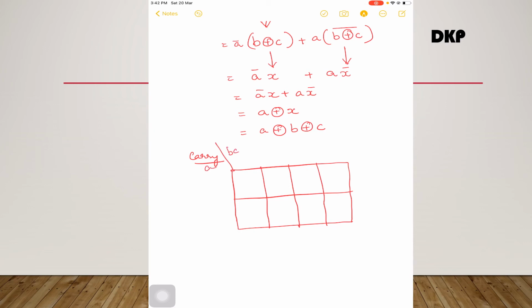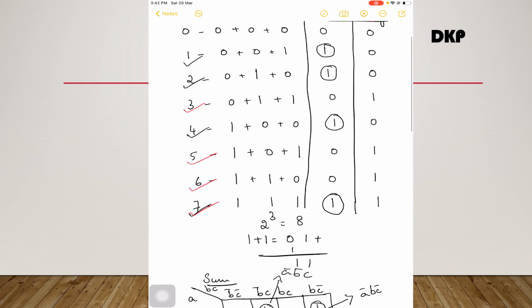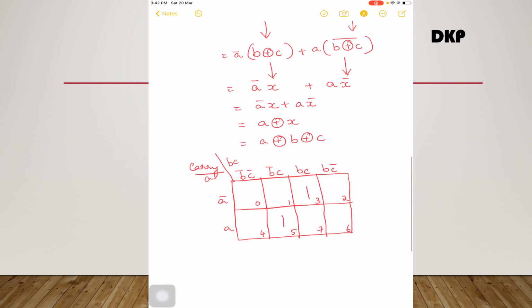A, B, C are the variables. Now mark the variables here: B bar C bar, B bar C, B C, B C bar, A bar, A. 0, 1, 2, 3, 4, 5, 6, 7. Now you have to place the ones in the corresponding cells. Which are those? They are 3, 5, 6 and 7. You have to place them here.